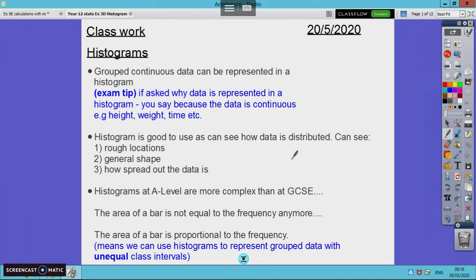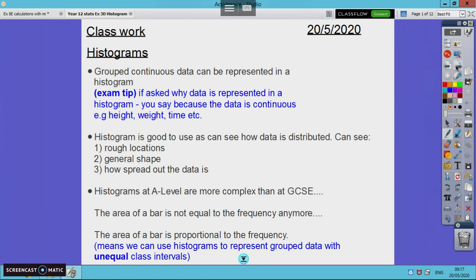This is the most important thing. The area of a bar now is proportional to the frequency. So there is a scaling factor between the area of the bar and the frequency. They're not equal anymore. You have to multiply the area of a bar by a scaling factor to get to the frequency. This is why we can use histograms to represent grouped data with unequal class intervals. That point there is your first major skill that we're going to go through.